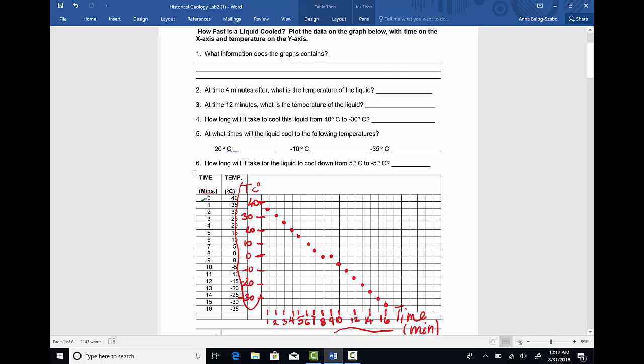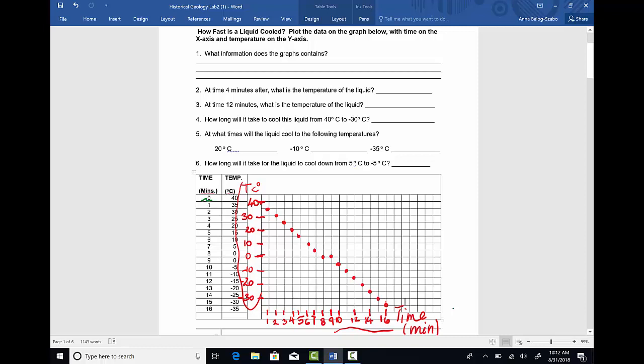So at 0 minute, the temperature is 40. So I went to 0, that's 0 right here. And I went up and then I put a mark at 40. And then at 1 minute, it's 35. It's easy. So please do this. And then we can answer the question.